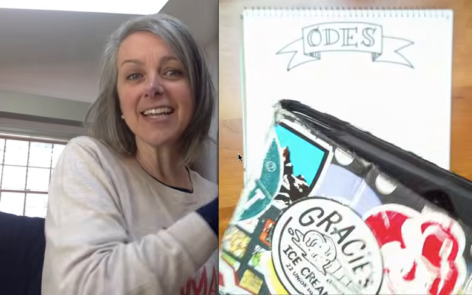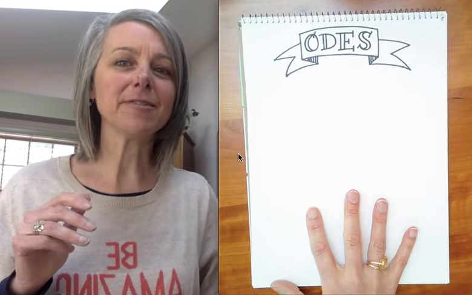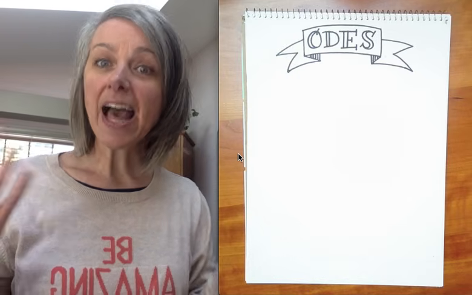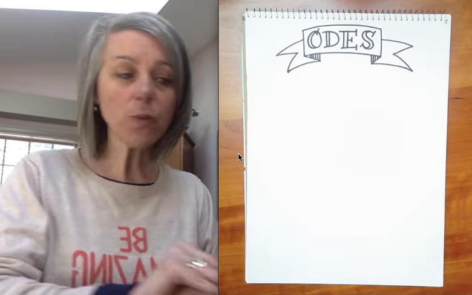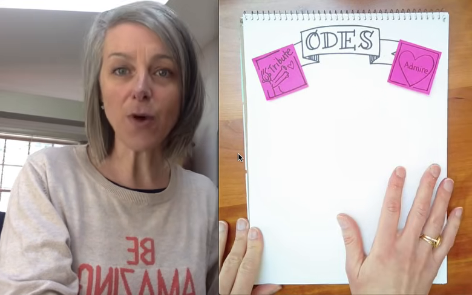So that is an ode about pizza. So now let's talk about the kinds of things that if you decide to write an ode in your journal, how you would go about doing that. So we've already discussed that an ode is a tribute to something that you admire.